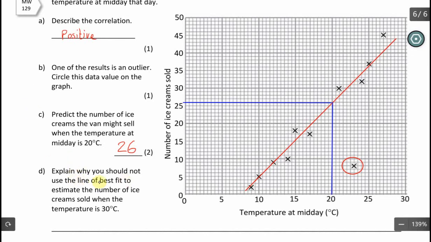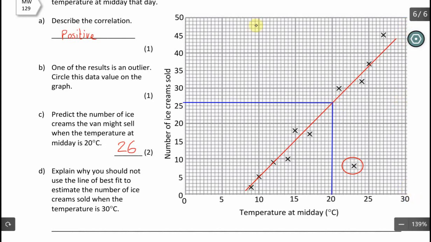Part D, explain why you should not use the line of best fit to estimate the number of ice creams sold when the temperature is 30 degrees. Well, when you're drawing your line of best fit, try not to go much beyond your first bit of data and your last bit of data. So 30 degrees is a little bit further than that. And what we shouldn't do with scatter graphs is try to predict when we don't have the data to support it. It's called extrapolation, is the fancy name for it. What we've just done there is called interpolation. Inter meaning in between, extrapolation meaning extra on top.